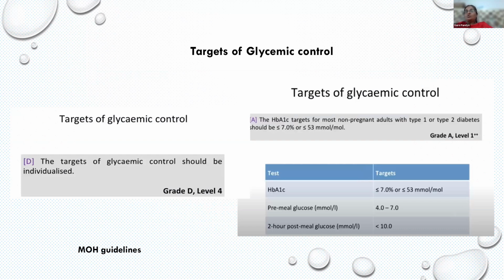The target should be individualized. Previously we had categories such as optimal and adequate for glycemic control, which have been removed in the updated guidelines. They say the target of glycemic control should be individualized. I will touch on this a little bit later. But in general, for type 1 or type 2 diabetes in a non-pregnant adult, an HbA1c less than 7% is acceptable. Apart from HbA1c, there are other glycemic measures: pre-meal glucose should be 4 to 7, and the 2-hour post-meal glucose should be less than 10.